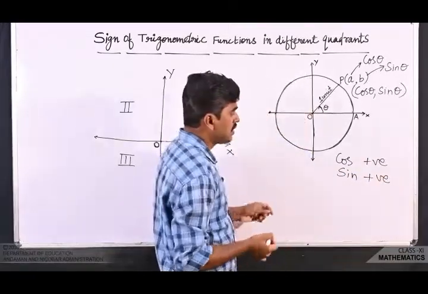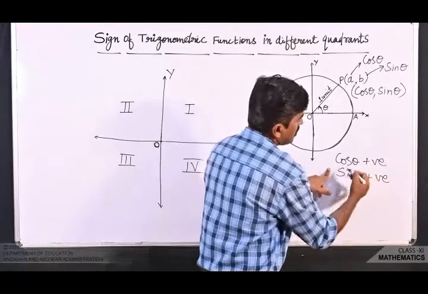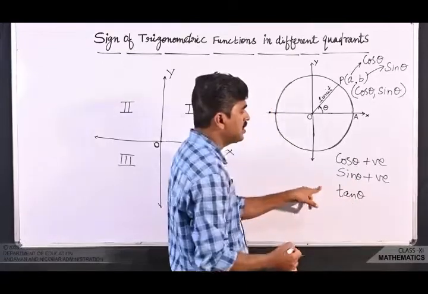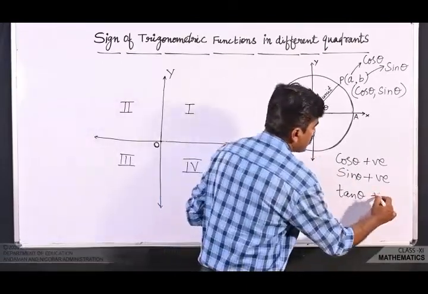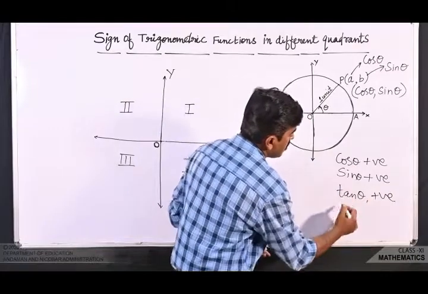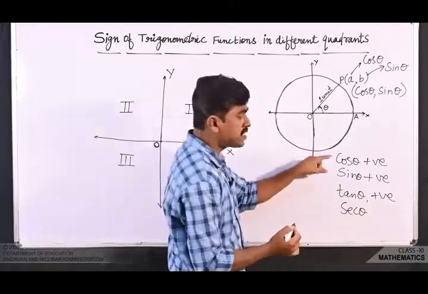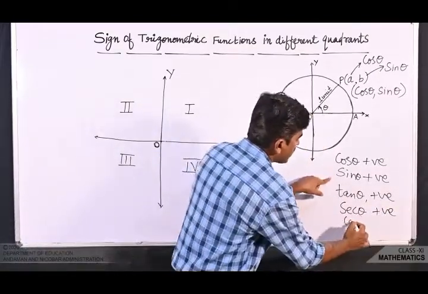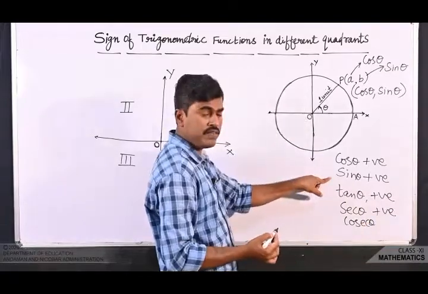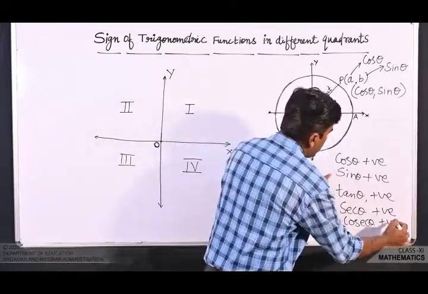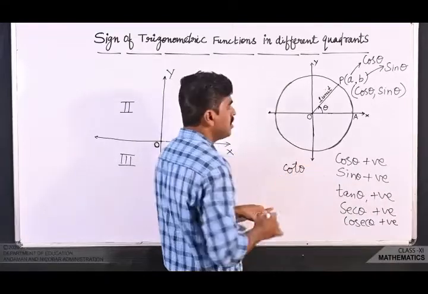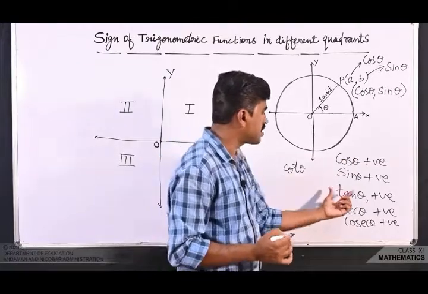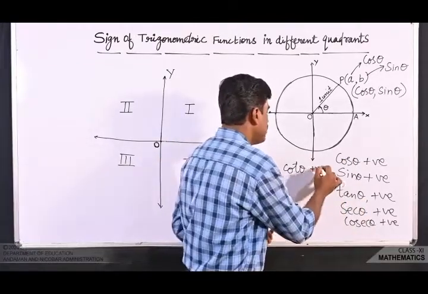Now what about tan theta? If cos theta is positive and sin theta is also positive, then tan theta, we know that tan theta is sin upon cos, so that is also positive. Then sec theta, which is the reciprocal of cos theta, is also positive. Cosec theta, the reciprocal of sin theta, is also positive. And what about cot theta? Cot theta can be written as cos theta by sin theta, or as the reciprocal of tan theta, so that is also positive.